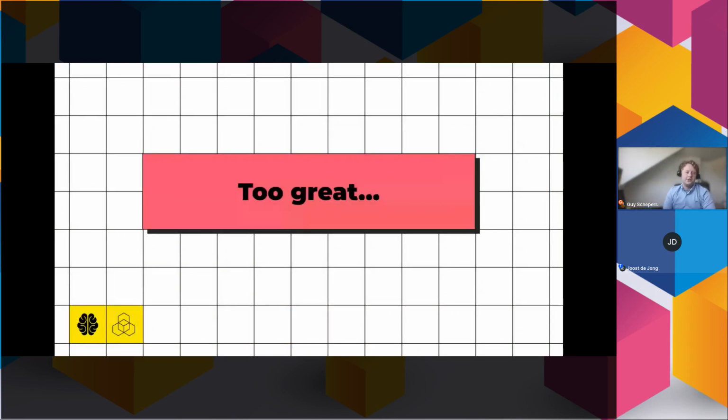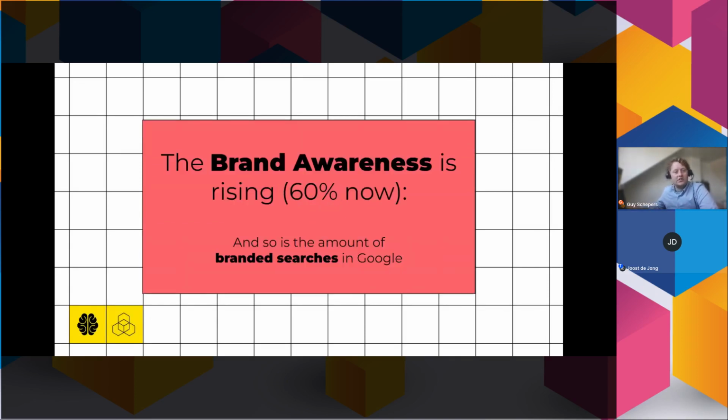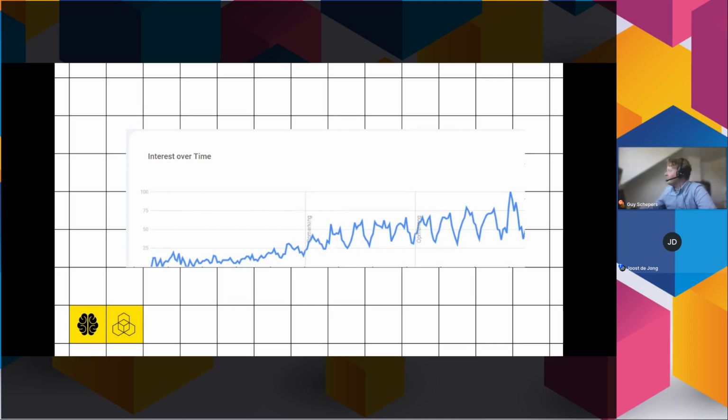A little bit too great, actually, because with the marketing performance going well, the brand awareness is rising as well. And now I can hear you think, okay, how can marketing be going too well? That's the main goal, right? Well, with the brand awareness rising, which is now about 60%, the amount of branded searches in Google is rising as well. And because our visibility of branded paid was really high, the spend was rising too. And as you can see, the end is still not in sight. We're still growing every year.